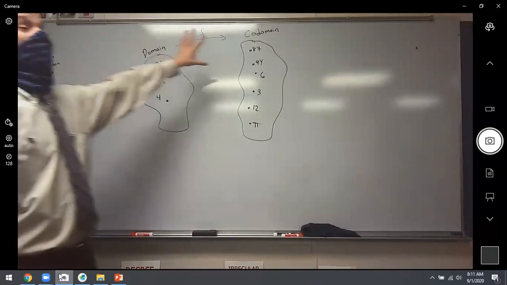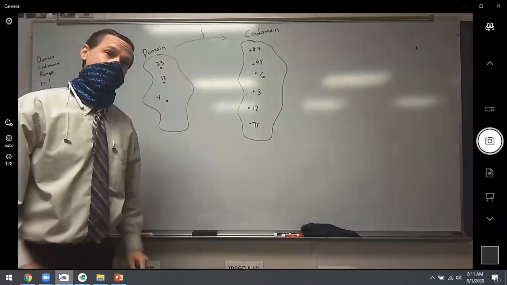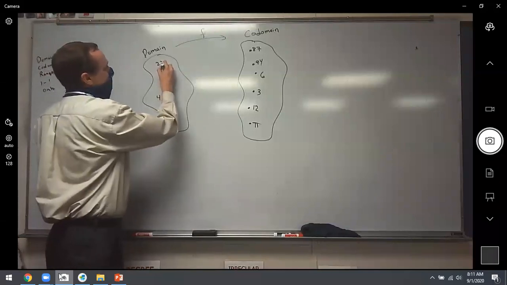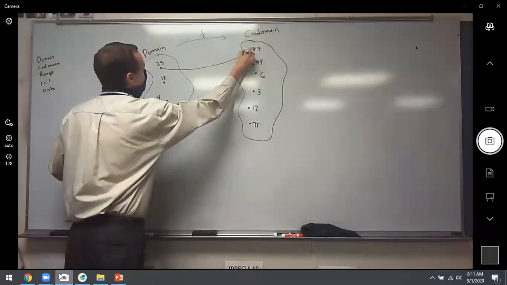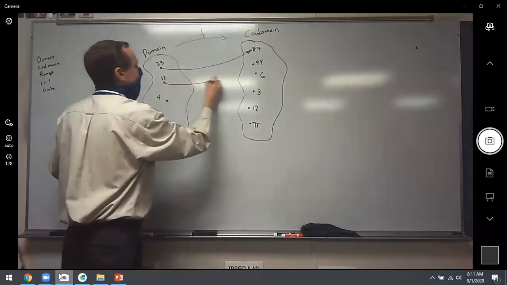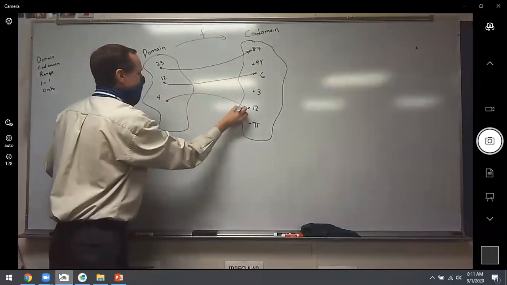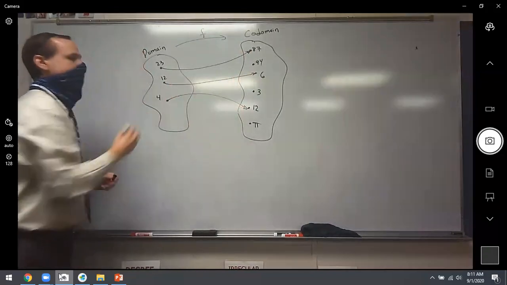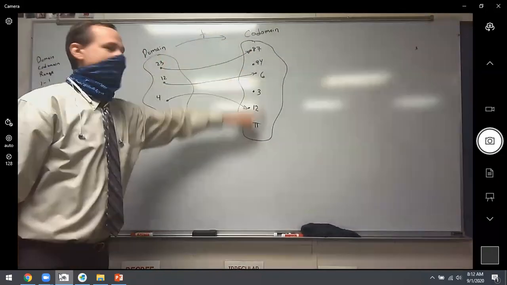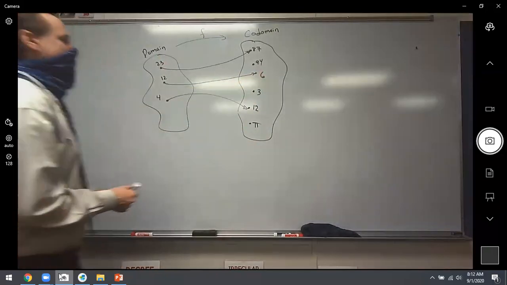Codomain means all the numbers I could get out. Could. Doesn't mean you always will. So for example, if 23 mapped to 87 and 12 mapped to 6 and 4 mapped to 12 right here, did every single number that you could get out happen? No, it did not. So let's define things real quick.